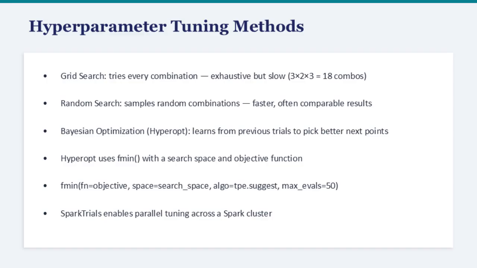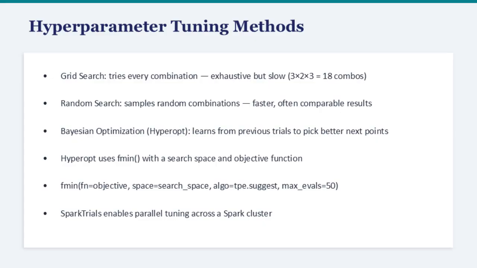Now let's talk about hyperparameter tuning methods. There are 3 tuning methods for the exam. Grid search tries every possible combination of hyperparameters. Let's say if you have 3 values of C, 2 options for kernel, and 3 values for gamma, that's 3 times 2 times 3 equals 18 combinations. It's exhaustive and it's guaranteed to find the best combination in the grid, but it's very slow.